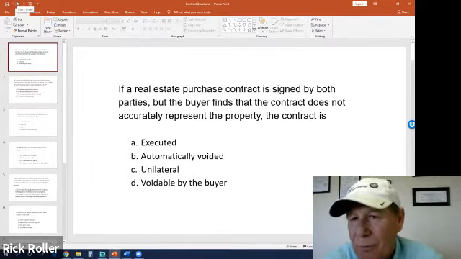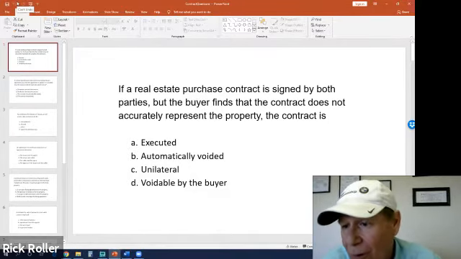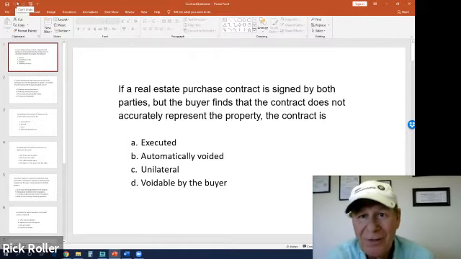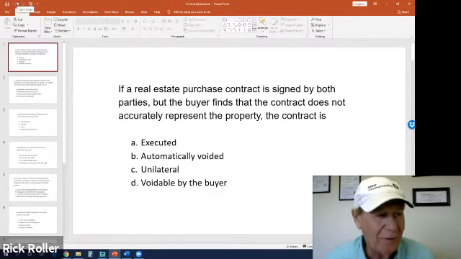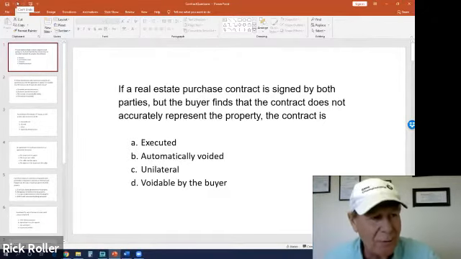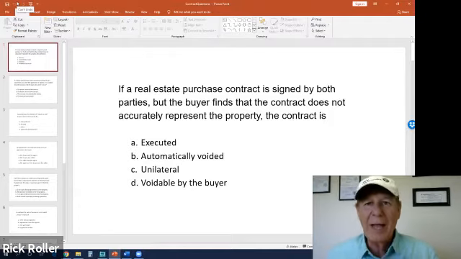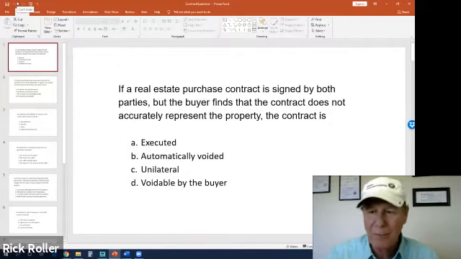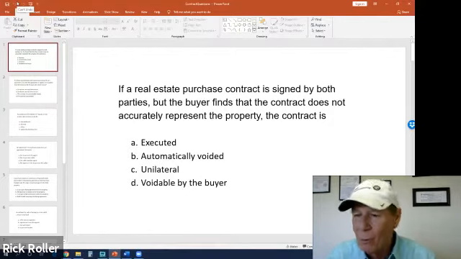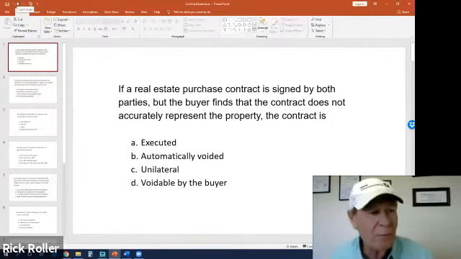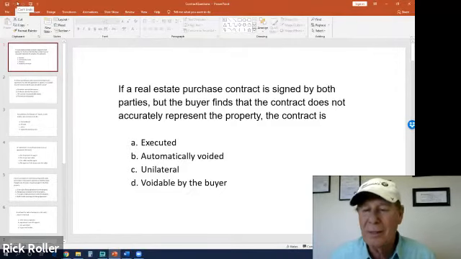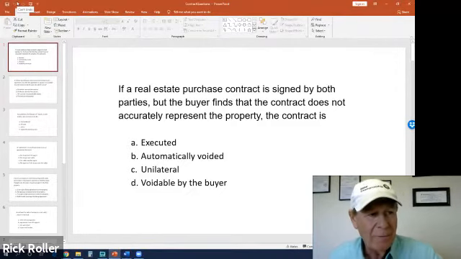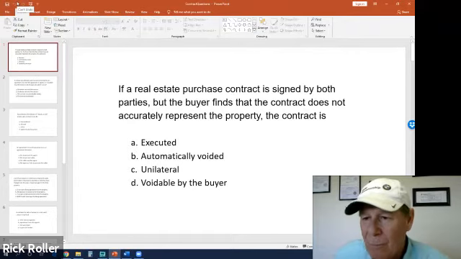Executed means it was put up against the wall and shot. It's already over with. So obviously that's not the one that's going to work here, because this is a contract just been entered into, and then the buyer finds out that, my gosh, this is not exactly what they said it was. Maybe it's smaller, maybe it's bigger, maybe it's older, maybe it has other problems with it, but it wasn't accurately represented. And so does that mean it's automatically voided? What do you think, gang?